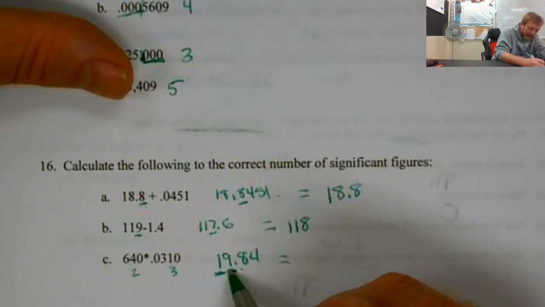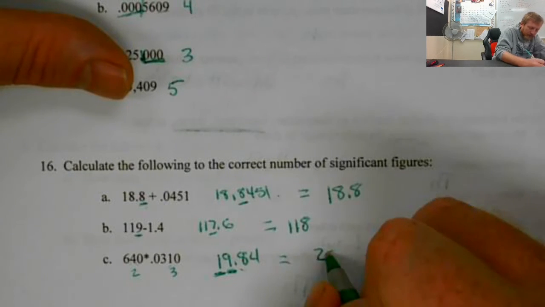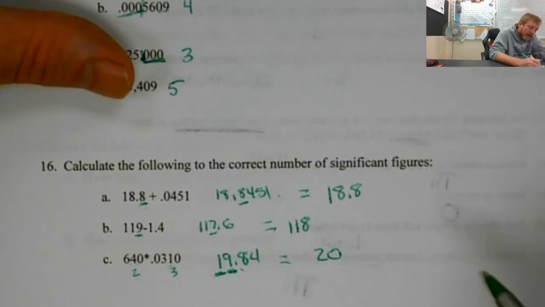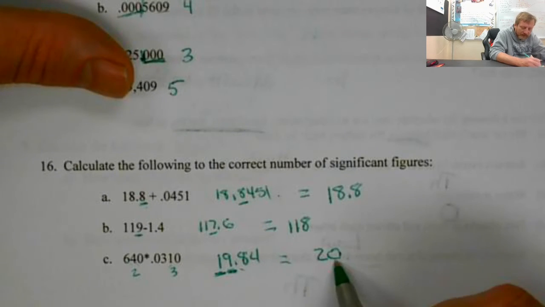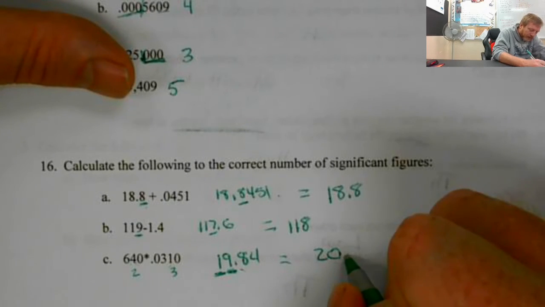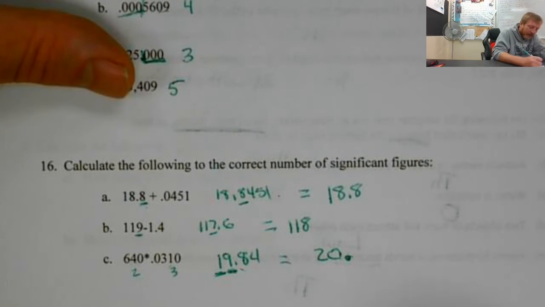So I'm going to round that to this place. That's going to round to 20, but I need to somehow indicate that this 0 is significant. That's not just a placeholder. I have it significant down to the ones place. So I could do that by placing a decimal after it.